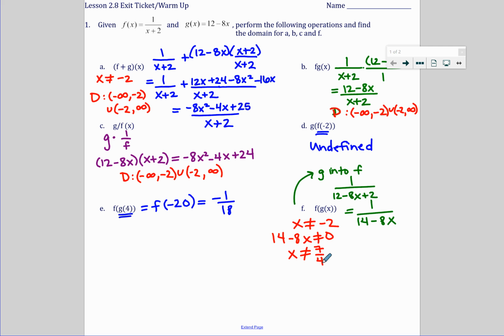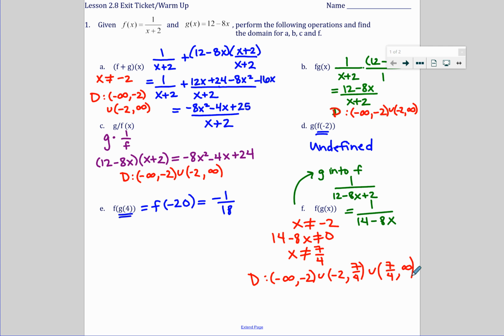7/4. So your domain is everything except those two numbers, which will be negative infinity to negative 2, negative 2 to 7/4, and then 7/4 to infinity. When we have two domain restrictions, it's splitting that number line up into 3 different segments.